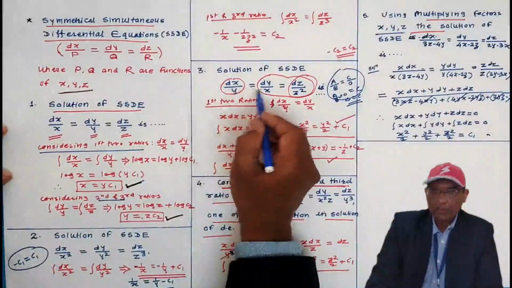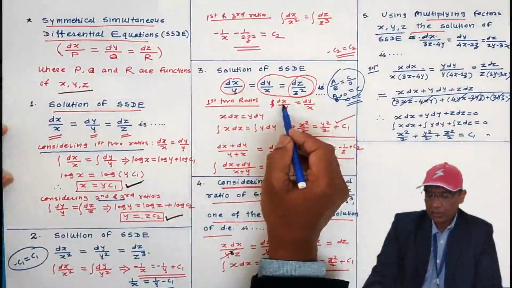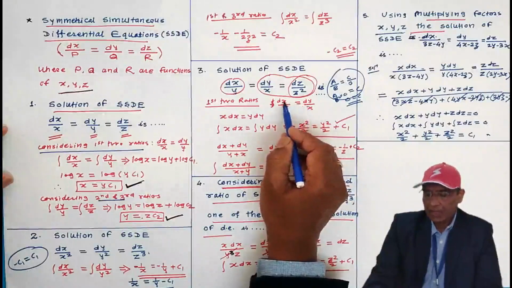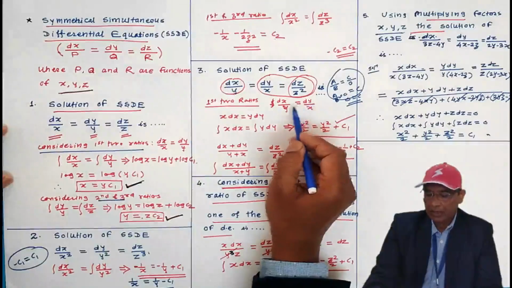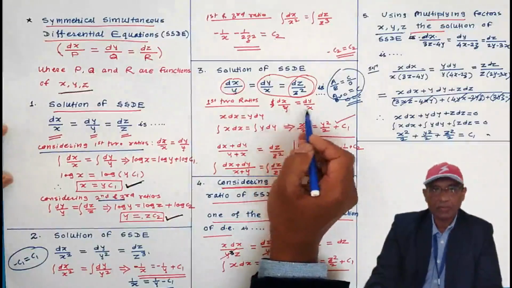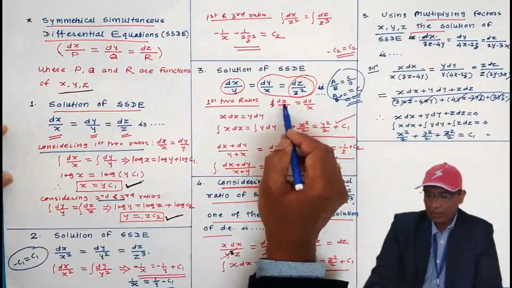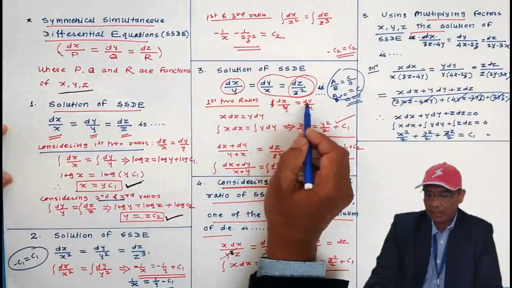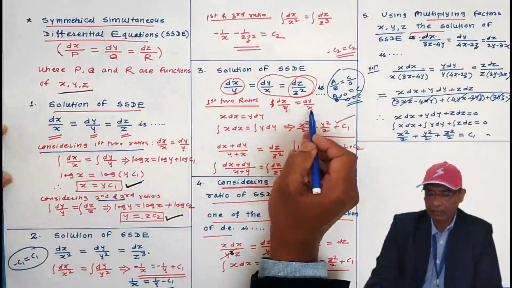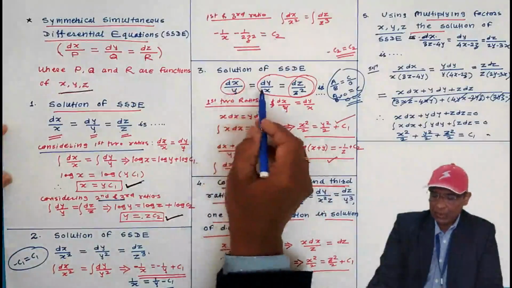Now first two ratios I am equating. Okay, here see, when the ratios are equated, if in the numerator dx and dy are present, in the denominator we want x and y terms only, on either of the sides. But in the numerator dx and dy are there. In the denominator we don't want z. That is important. Then I am equating first two ratios.